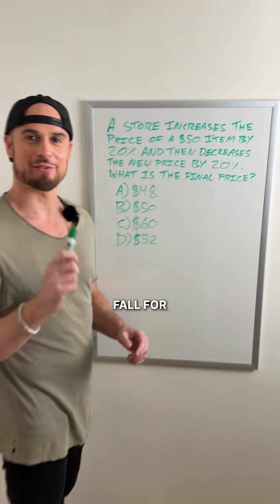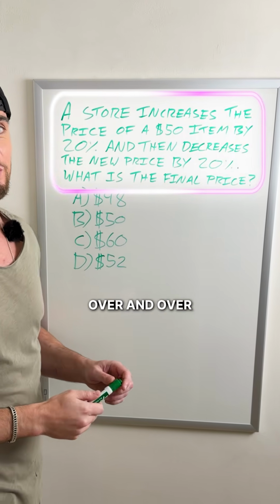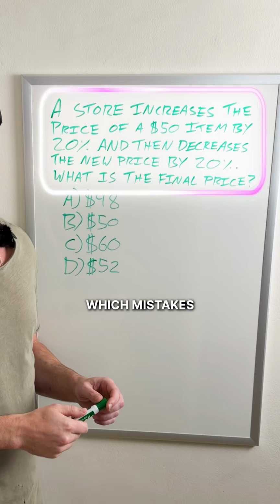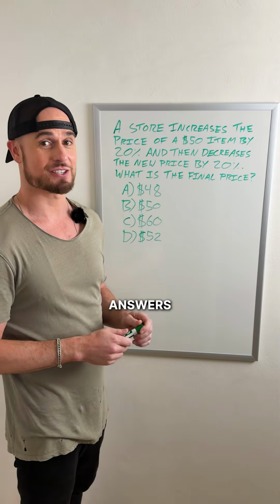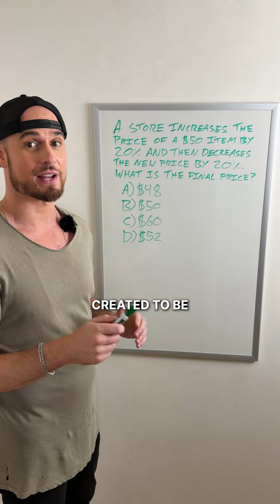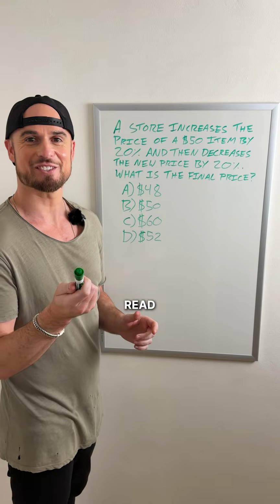Students taking the SAT fall for the same wrong answers over and over because the test designers know exactly which mistakes you'll make. A lot of the incorrect answers aren't random. They're deliberately created to be trap answers. All right, so let's read through this one together.